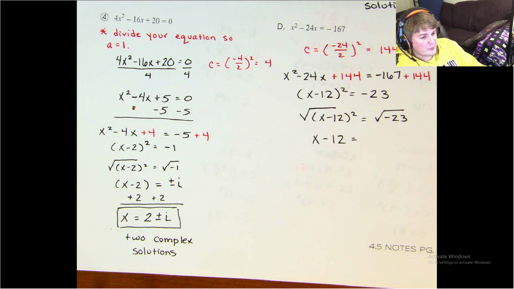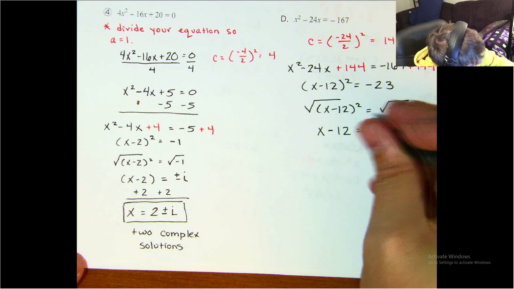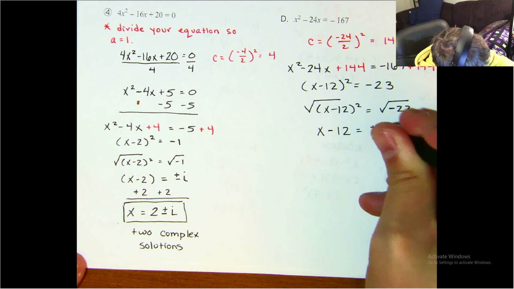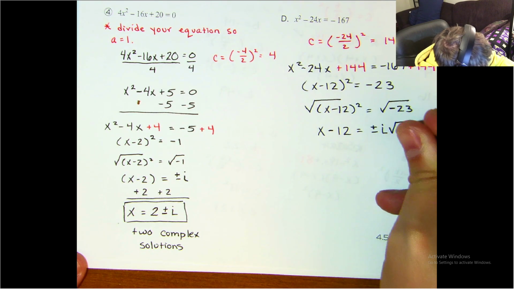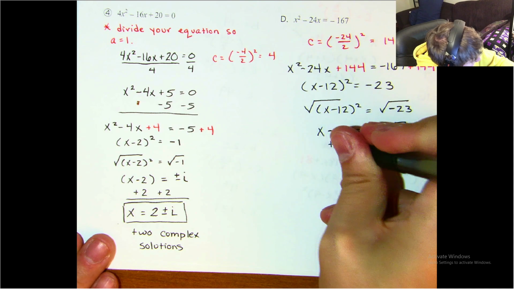So we want to check if perfect squares divide into that. So we're going to check 1. That doesn't do anything. 4, it doesn't. 9 does not divide into that. 16 does not divide into that. And the next one would be 25. So it is negative. So we've got to pull that negative sign out and get plus or minus i square root of 23. Then I have to get the x by itself by adding 12 to each side.